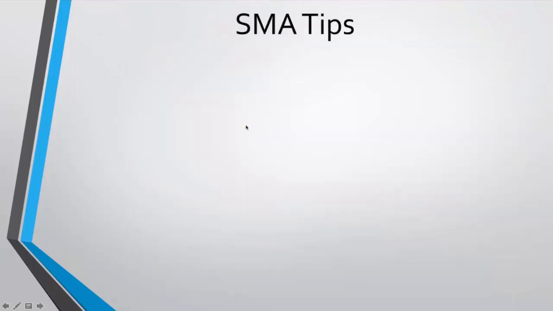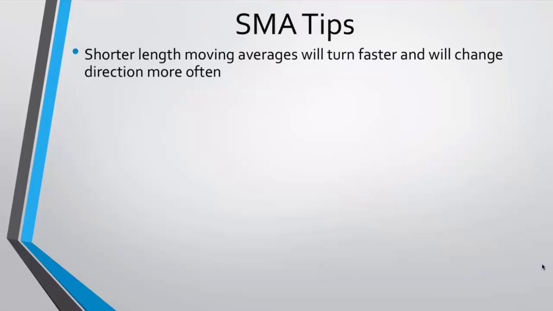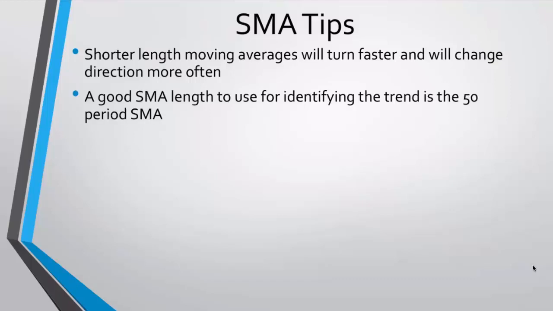Turning it back over to Bob to go over some simple moving average tips. Thanks, Mike. So shorter length moving averages will turn faster and will change direction more often. In other words, if you're using, say, an 8-period smooth moving average and a 50-period smooth, obviously the shorter the time frame, the more important each input is in terms of determining where the next level of the SMA falls. So shorter length moving averages will turn direction and switch and seem a lot more choppy than the longer length ones. That means the number of inputs.